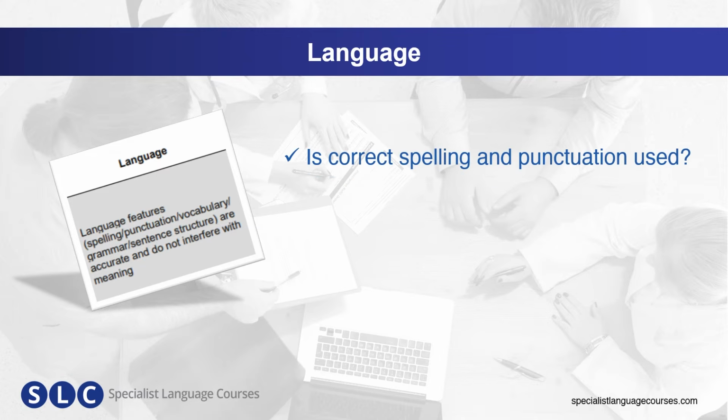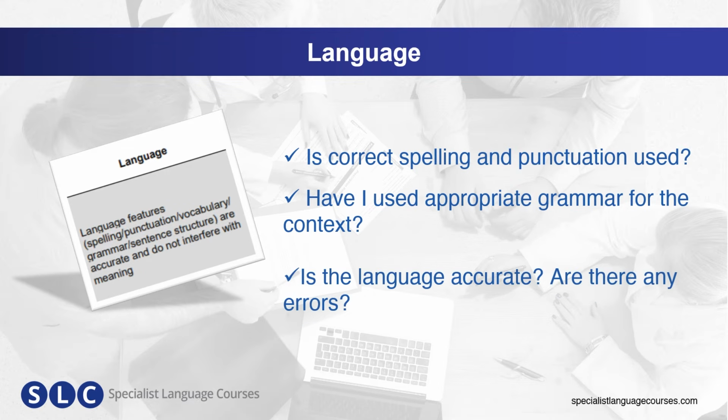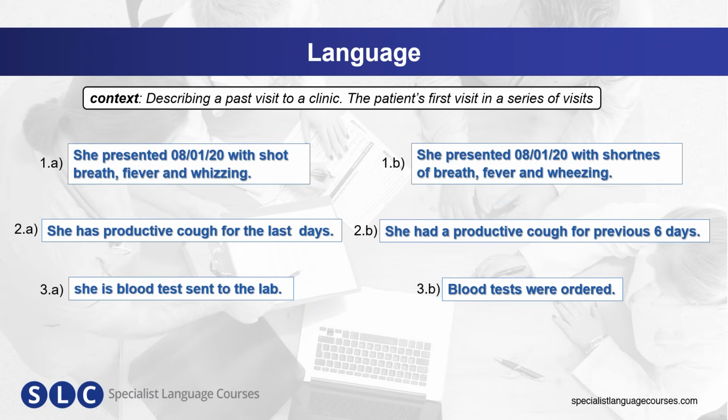Is correct spelling and punctuation used? Have I used appropriate grammar for the context? Is the language accurate? Are there any errors? Let's take a look at some examples of errors. So to set the context, all these sentences are describing a past visit to a clinic, and it is the patient's first visit in a series of visits. Look at these three pairs of phrases. Which ones do you think cause more strain for the reader?